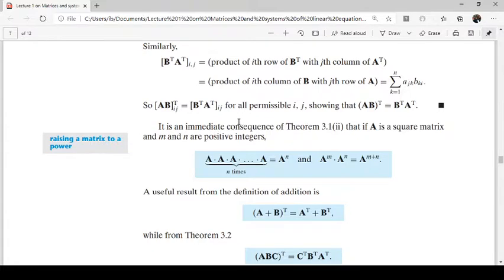Now, from the proof of that theory, we can raise a matrix to a power. If I have A n times, what I'm saying is A to the power of n. From your knowledge of indices, it's the same thing as A to the power of n times A, which is A to the power of n plus 1. But this condition only holds when matrix A is a square matrix.